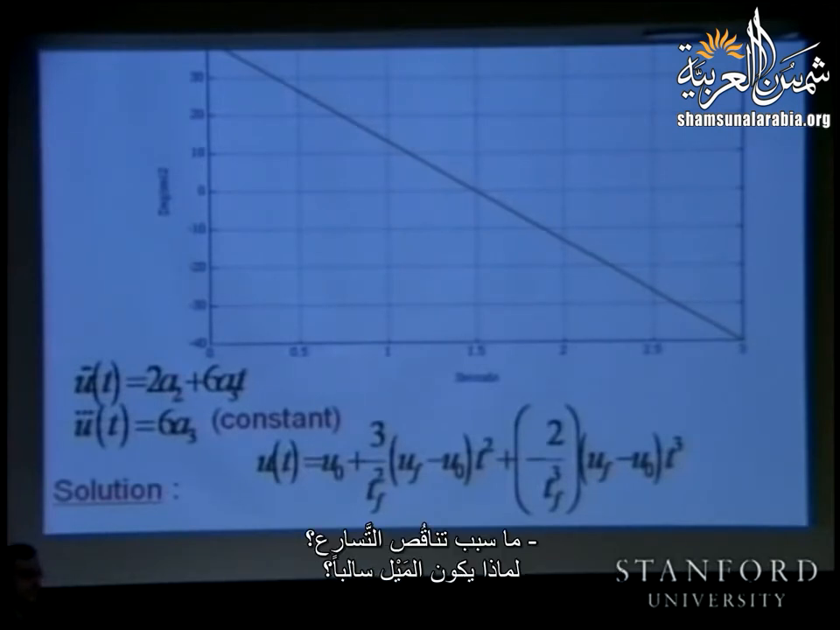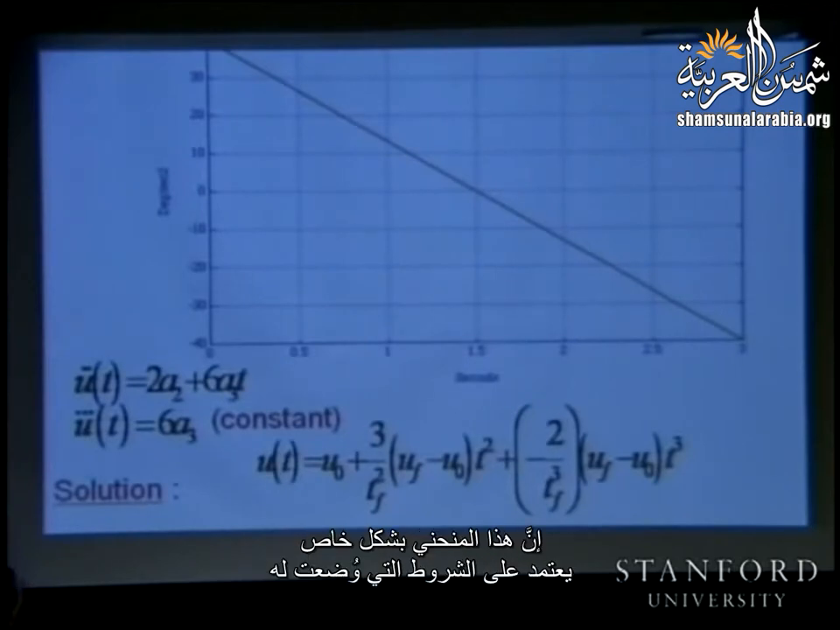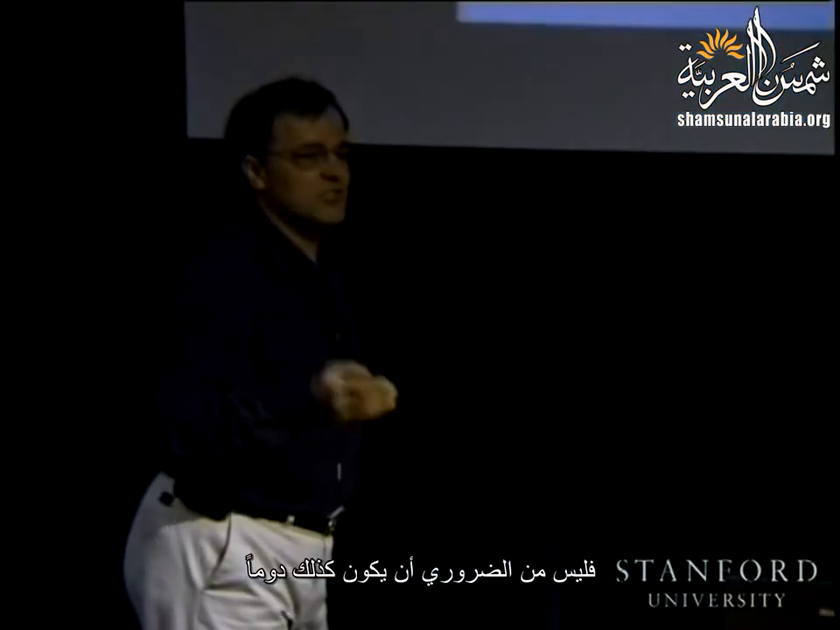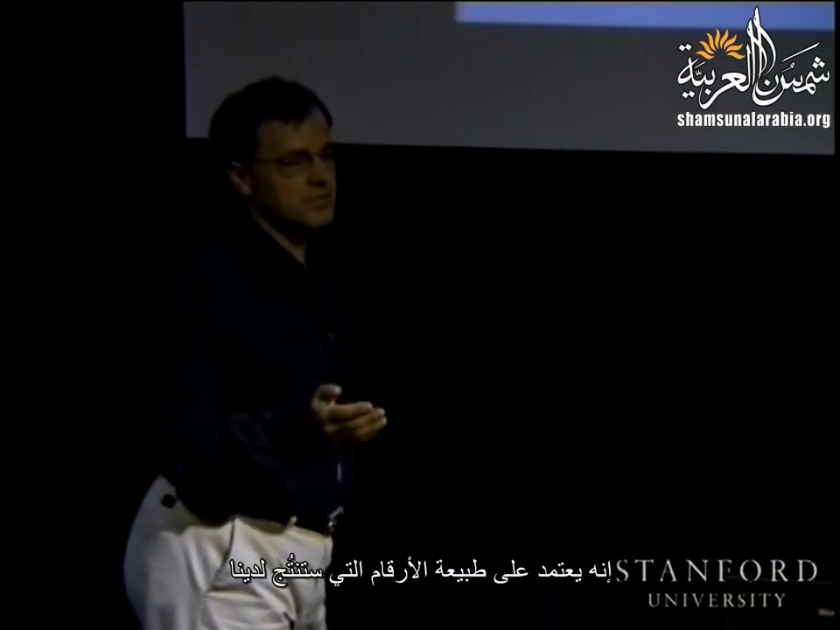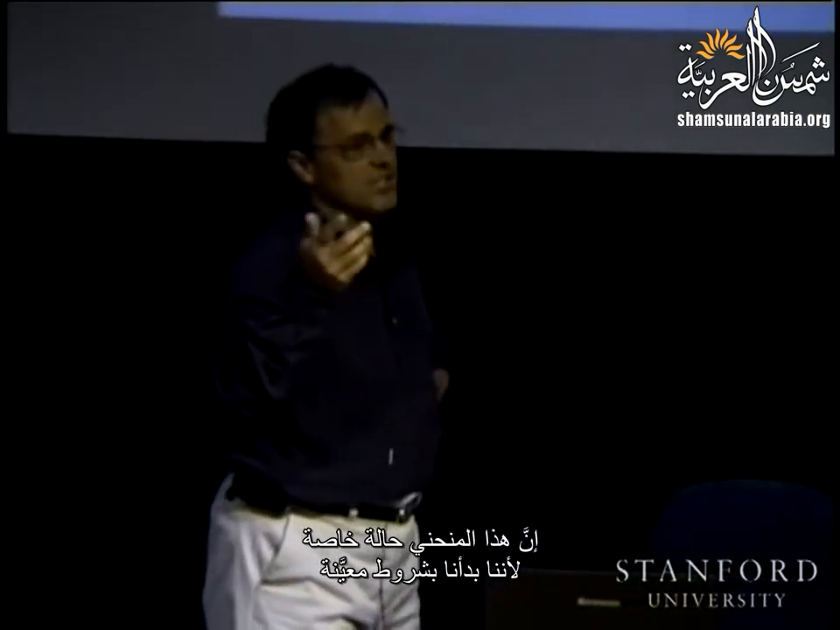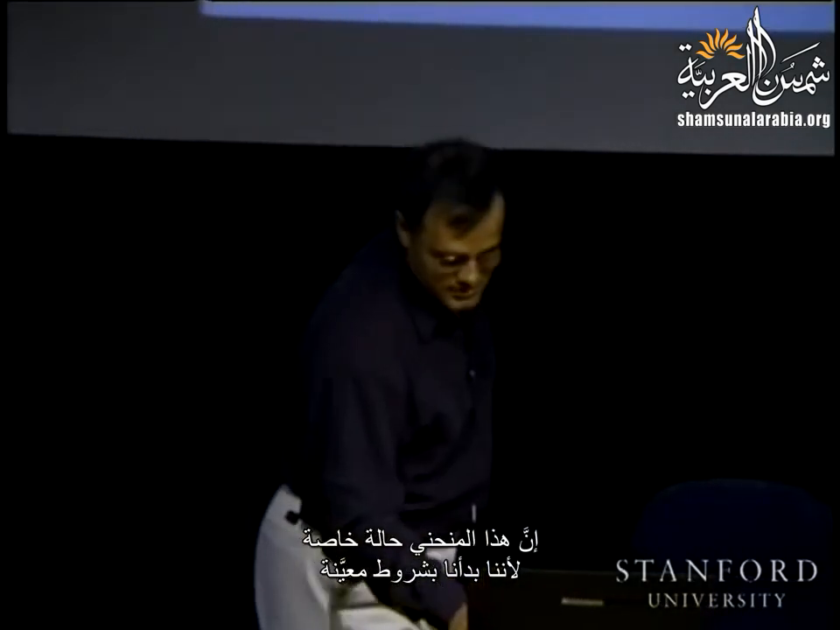Why is the acceleration going down? Why is the slope negative? This particular curve is based on the conditions that were put in that particular curve. It doesn't have to be that way, right? It depends on what the numbers actually come with. That's for that particular curve, because we were starting at those conditions. Okay, so let's see where we were here.